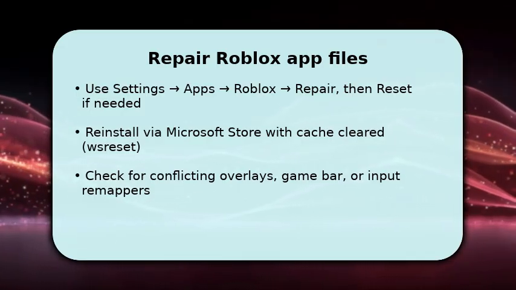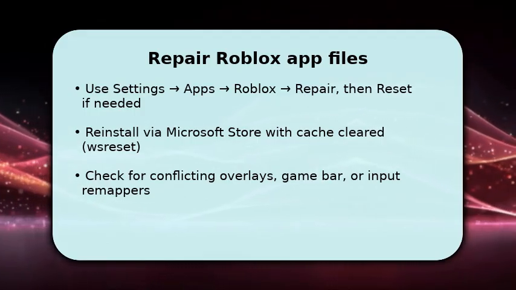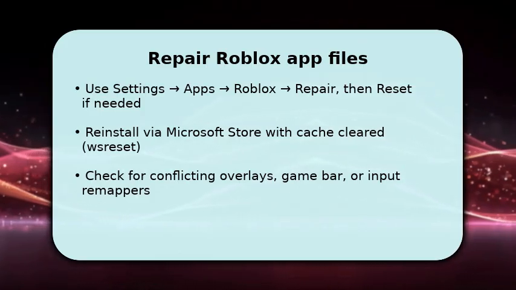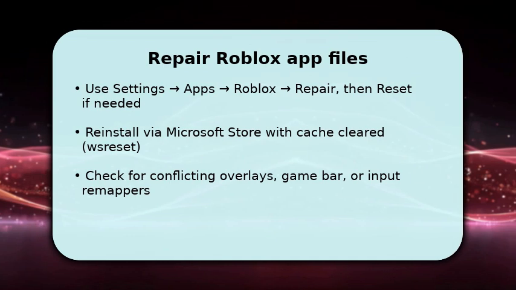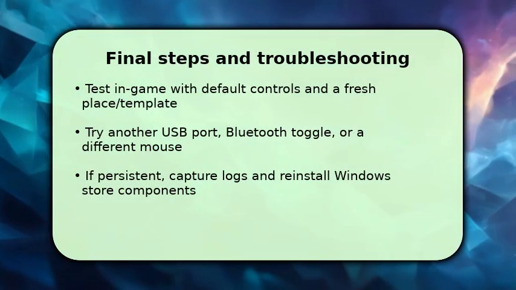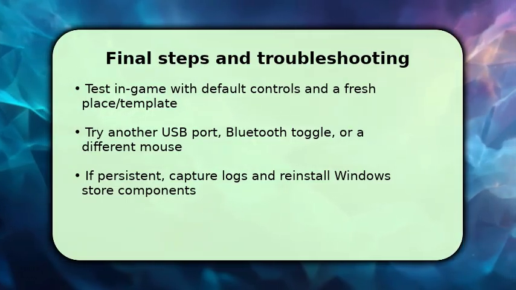Once reinstalled, disable overlays and input remappers like Steam or third-party macros because they can alter mouse input. These measures address application layer problems that cause cursor jumps or locked camera behavior. Finally, validate the fix by launching Roblox into a clean place with default controls so you isolate the bug.